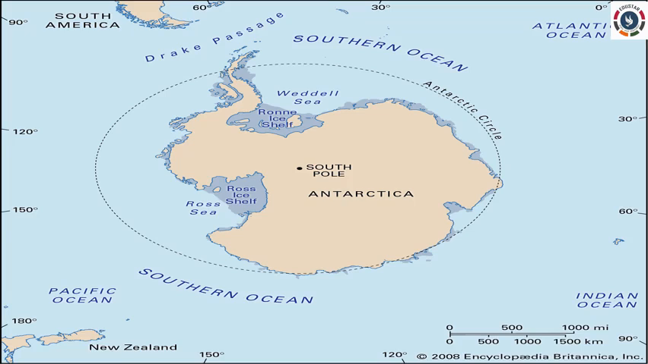Southern Ocean is the fourth largest ocean. It is also known as the Antarctic Ocean. It is formed by merging of Indian, Atlantic and Pacific Ocean. It lies entirely in the southern hemisphere.